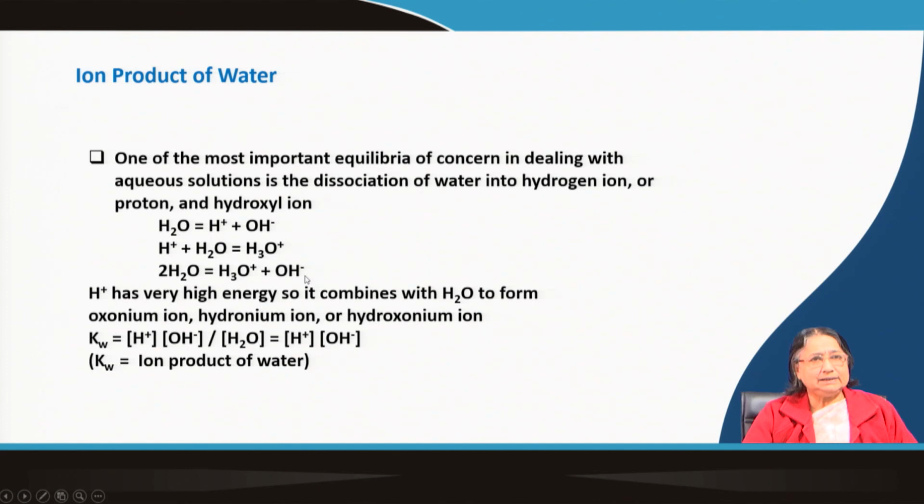Water dissociates very slightly, and the ion product of water, which is called Kw, is nothing but the equilibrium constant of this equation. It is H plus ion concentration times OH minus ion concentration divided by water concentration, and because this is unity, we can say it is nothing but H plus ion concentration times OH minus ion concentration, and this is called the ionic product of water. It is nothing but the equilibrium constant of the dissociation of the water molecule.